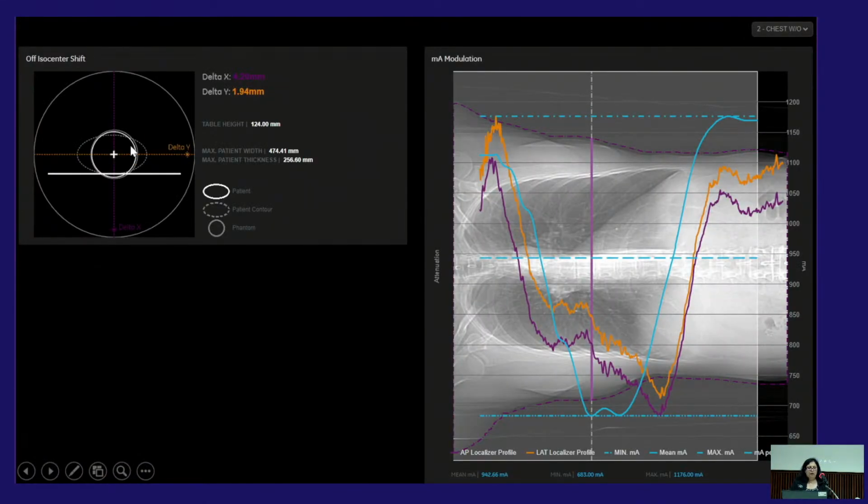This shows you, again, a great way to educate your technologists is centering of patient. So this over here, the dark circle is patient, like the solid white circle is patient.